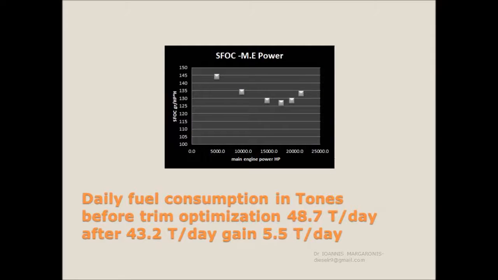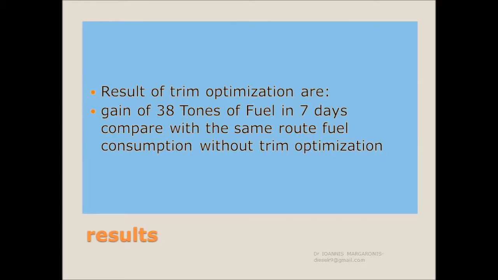Daily fuel consumption before trim optimization was 48.7 tons per day, after optimization 43.2 tons per day, a gain of 5.5 tons per day. A gain of 38 tons of fuel in 7 days compared with fuel consumption on the same route without trim optimization.